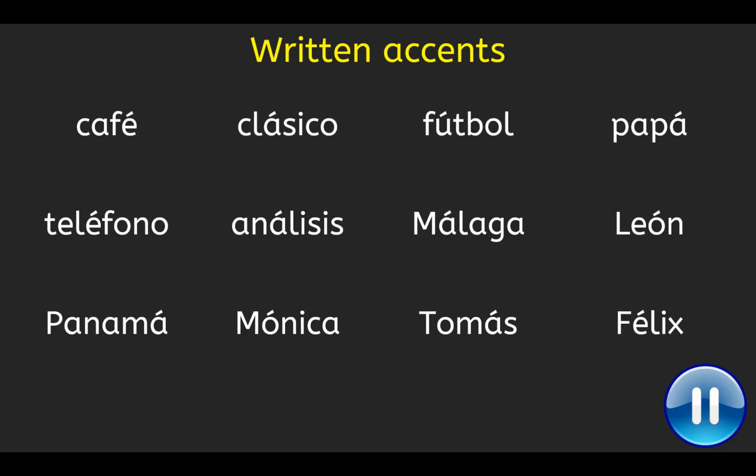Café, clásico, fútbol, papá, teléfono, análisis, Málaga, León, Panamá, Mónica, Tomás, Félix.